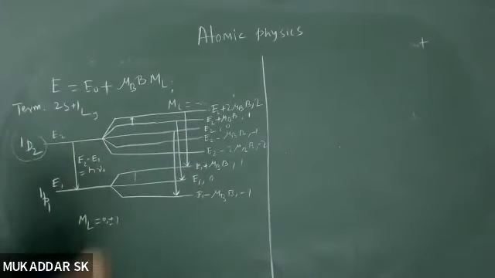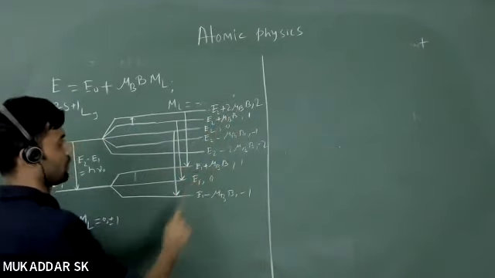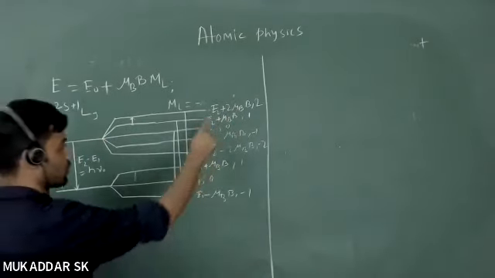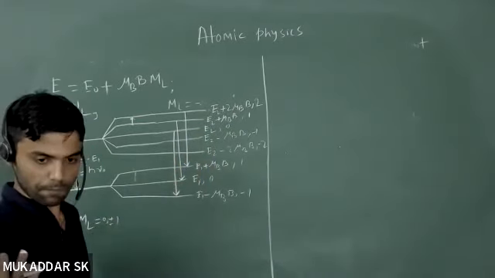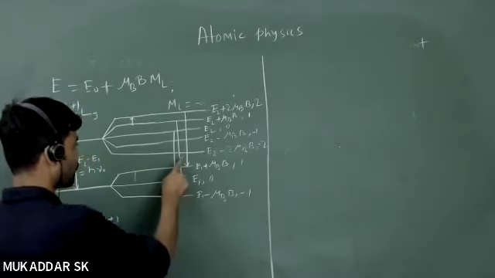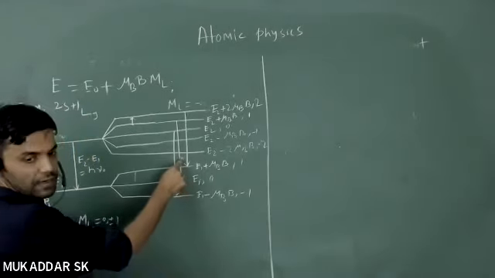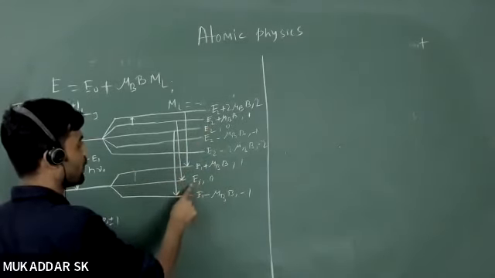Now can you tell me how much will be the energy for this line? So it will be E2 plus 2 mu B minus E1 minus mu B. So how much it will be? E2 minus E1 plus mu B B. Can you tell me for this transition how much will be the energy of this photon? So E2 plus mu B B minus E1.